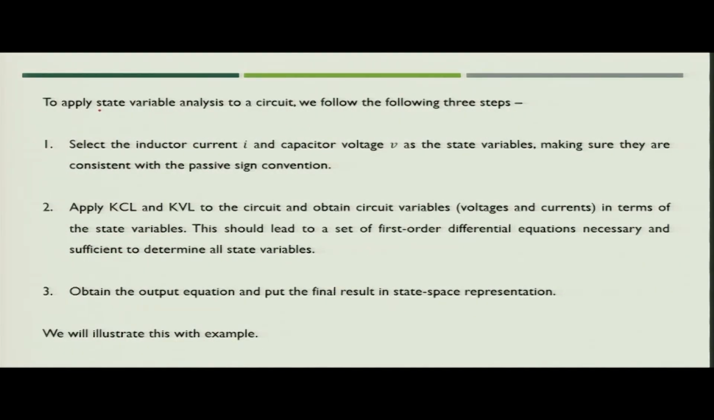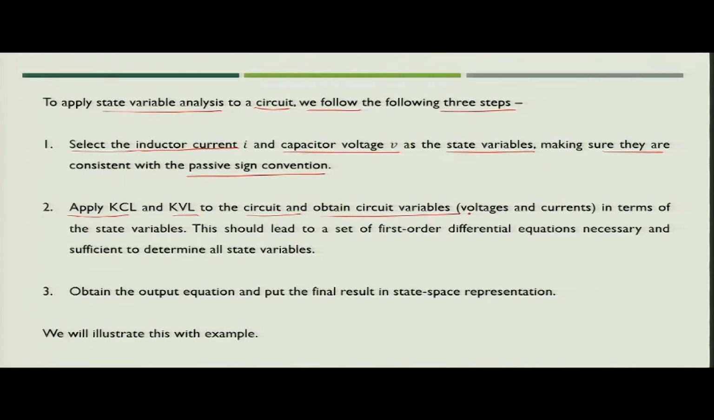To apply the state variable analysis to our circuit analysis method, we follow three steps. The first step is that we select the inductor current I and capacitor voltage V as state variables. We have to make sure that they are consistent with the passive sign convention which we discussed in our initial lectures. Now, let us apply KCL and KVL to the circuit.